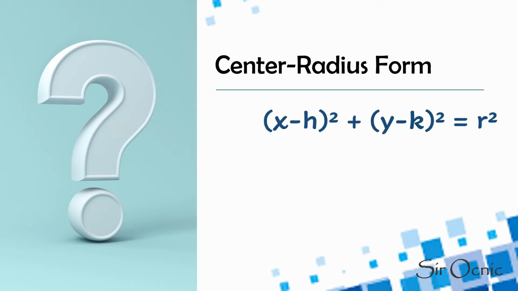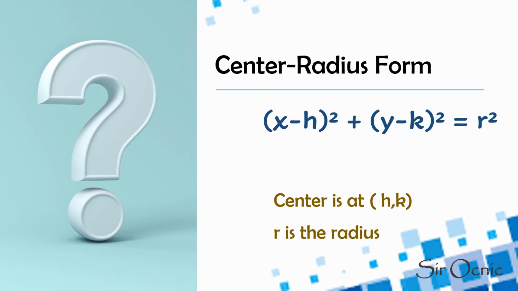The center radius form of the circle is given by the formula (x - h)² + (y - k)² = r², wherein the center is at (h, k) and r is the radius.